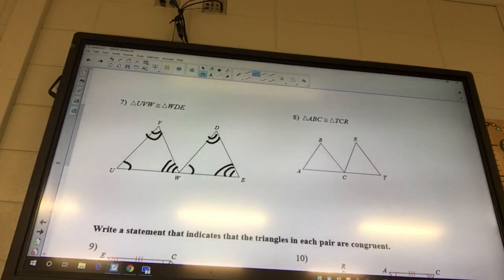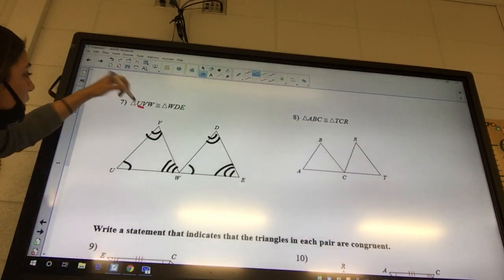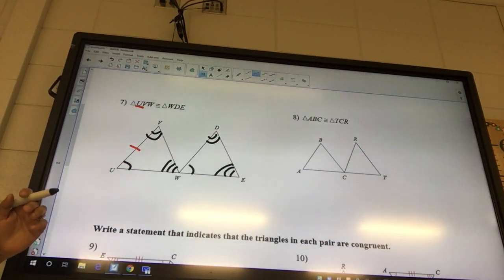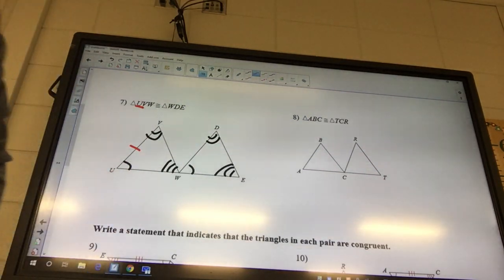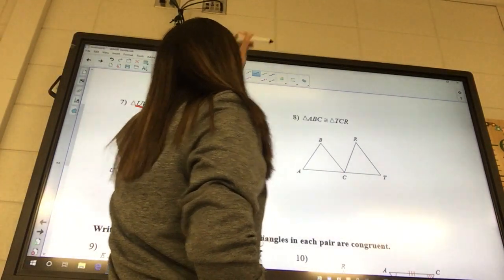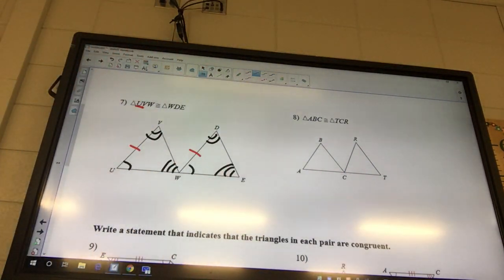Okay? We can look at this one and say UV is congruent to what? I know, you guys are trying to work ahead, now listen. WD. And I've seen some of your guys' work. Some of you guys need to not work ahead because it's not helping you.